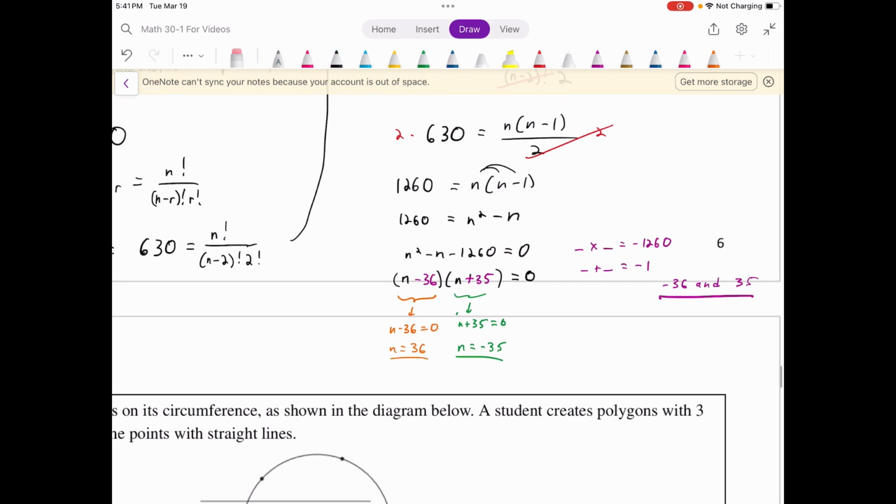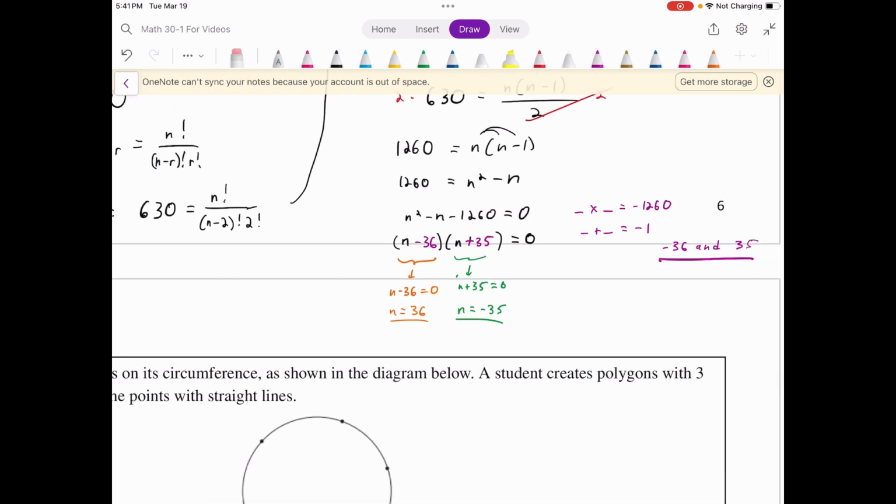So whenever dealing with these, n can never be negative, right? So this is an extraneous solution. If I were writing the diploma, I would probably explain we can't have negative students. So this is extraneous.